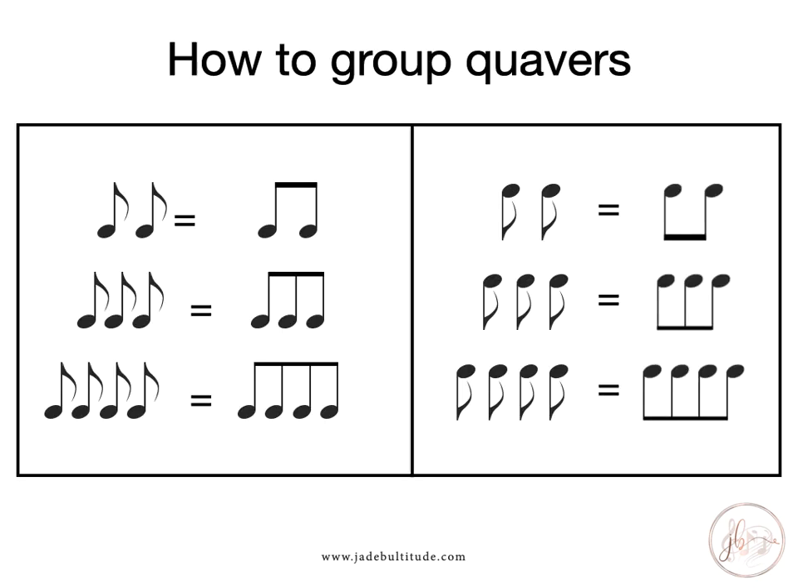We can join quavers that have their stems facing up and with their stems facing down. If the stems are facing up, they're joined at the top, and if they're facing down, they are joined at the bottom.